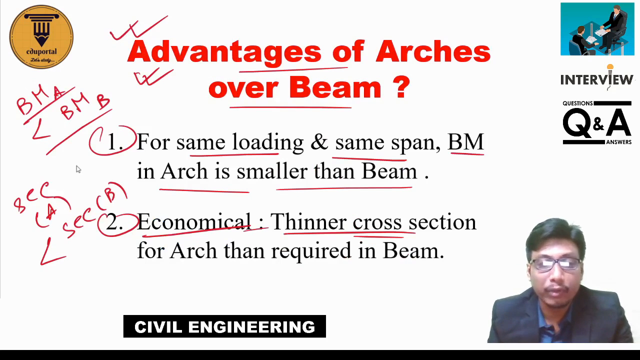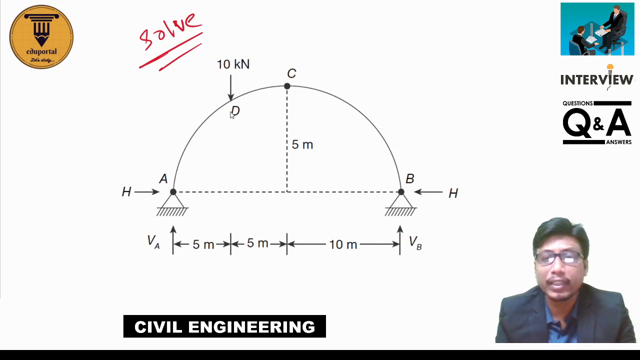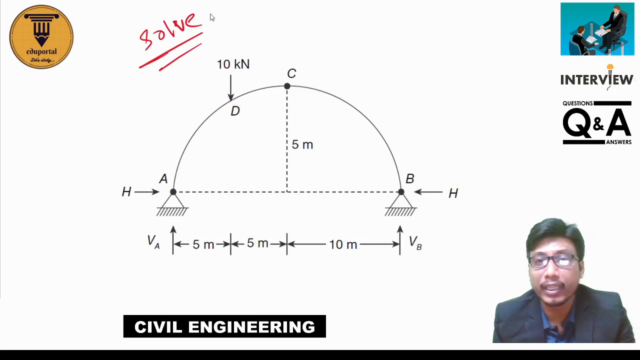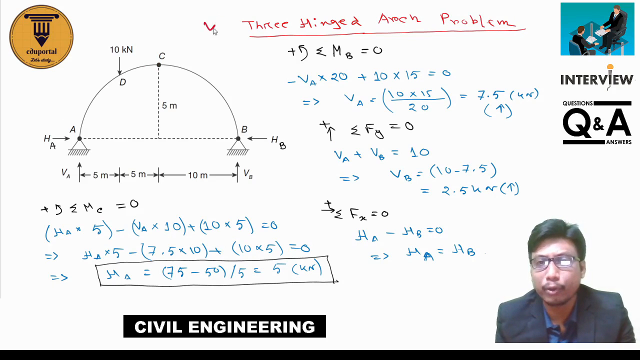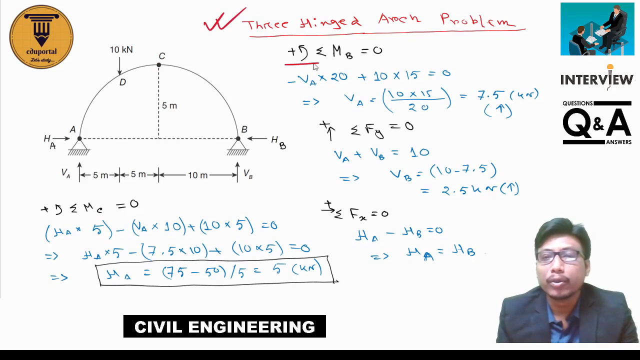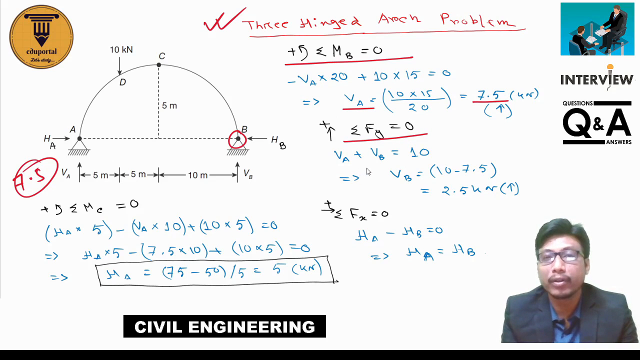So this is one question, and they can ask you to solve this kind of easy numerical, just to check whether you have studied this chapter in your course and know how to solve it. I hope you have solved this earlier. First take moment about point B equal to 0. Doing this, you get the vertical reaction VA equal to 7.5. Then summation Fy equal to 0, that is the sum of forces in the Y direction; this is the X direction, this is the Y direction. From that we get VB equal to 2.5.